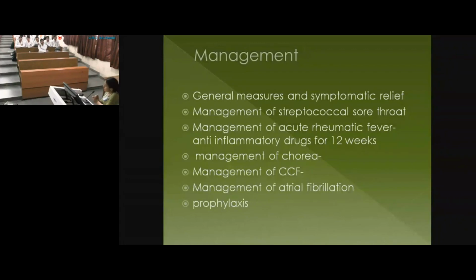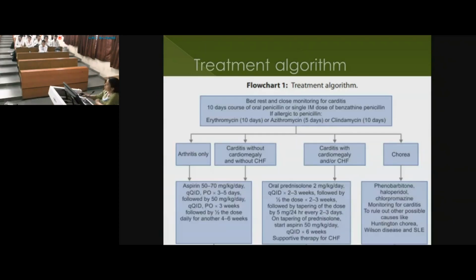The child tends to become very anxious, so you may have to control these symptoms either with haloperidol or promethazine or sometimes even with phenobarbital. Then if they have atrial fibrillation, then we give digoxin and other drugs and we give prophylaxis. Prophylaxis, we are coming to that, is very important because prophylaxis prevents further recurrence and it does not allow the disease to become severe.